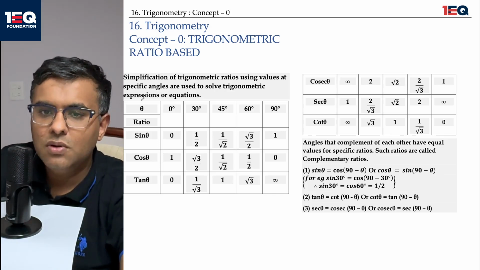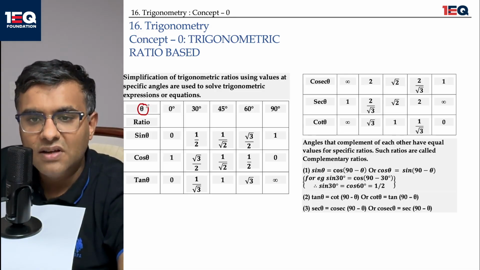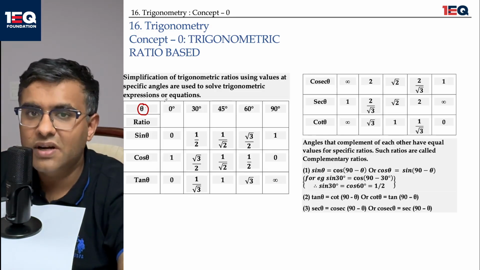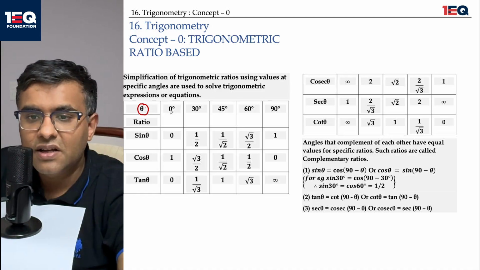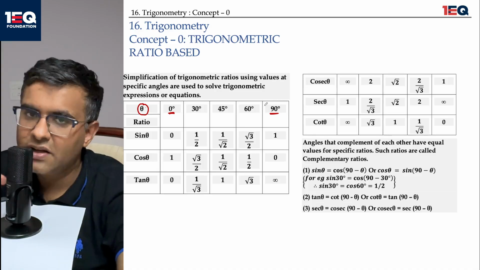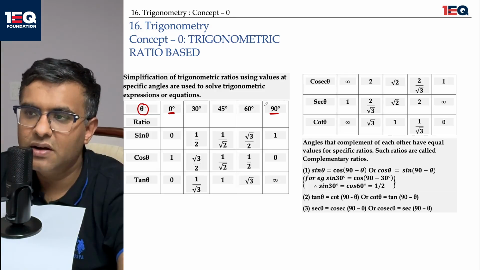As I told you, theta is nothing but a name of an angle. The angle can also get values. We would be restricting ourselves to 0 to 90 degrees at the moment.